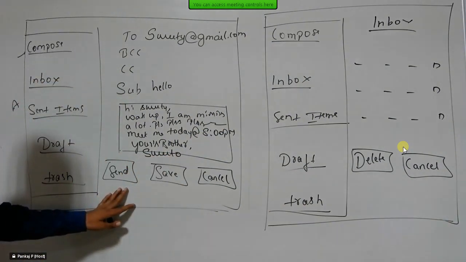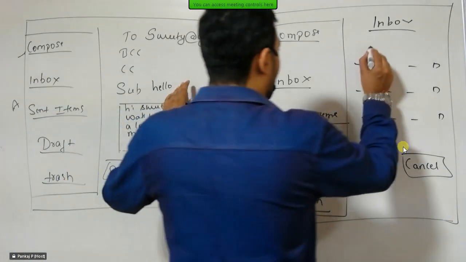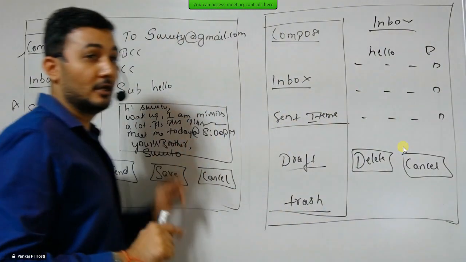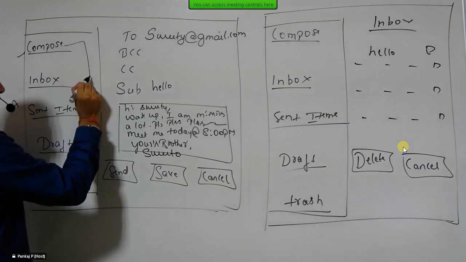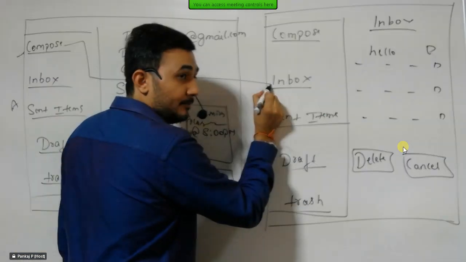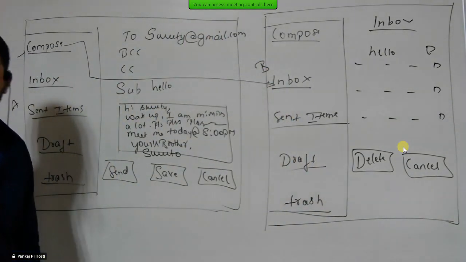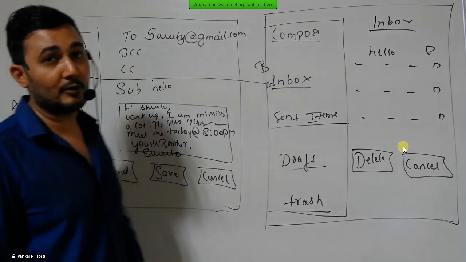Click on send. When you click on send, the email sent will be present in the inbox of the other user. Check that the data flow is happening between the compose feature of user A and the inbox feature of user B. Scenario 1. Let's look at some more scenarios.